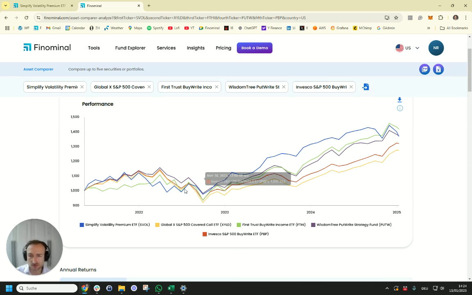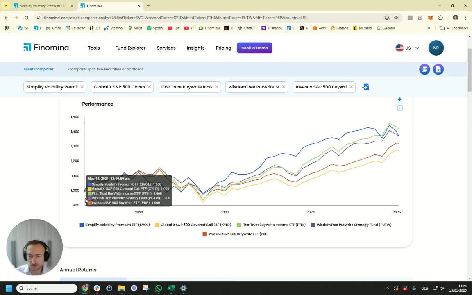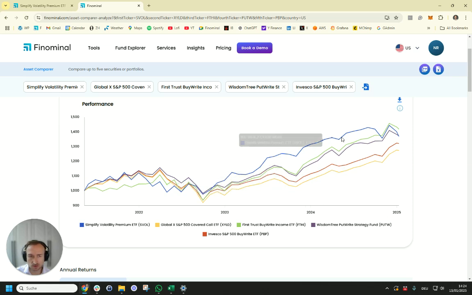Over the time period from 2021, when SVOL was launched, to today, you can almost see the same chart as with the S&P 500. Essentially, SVOL behaved somewhat differently to those other strategies. You can see the other strategies are much more in line from a trend perspective, but SVOL outperformed during certain periods of time, but that stopped most recently.